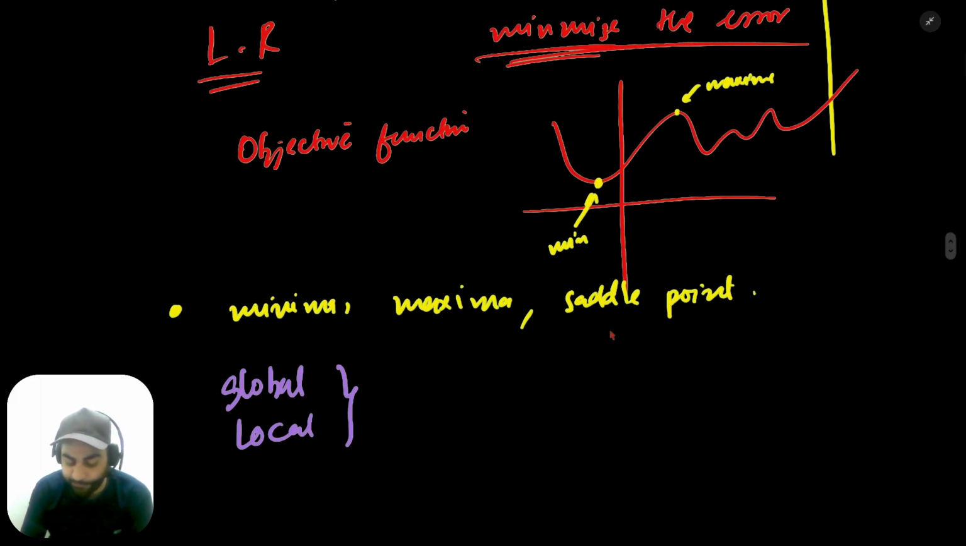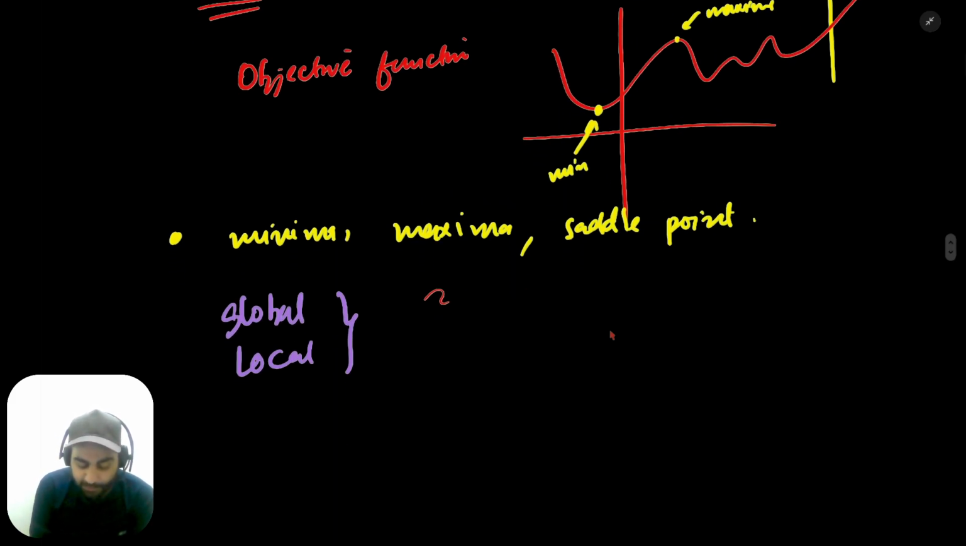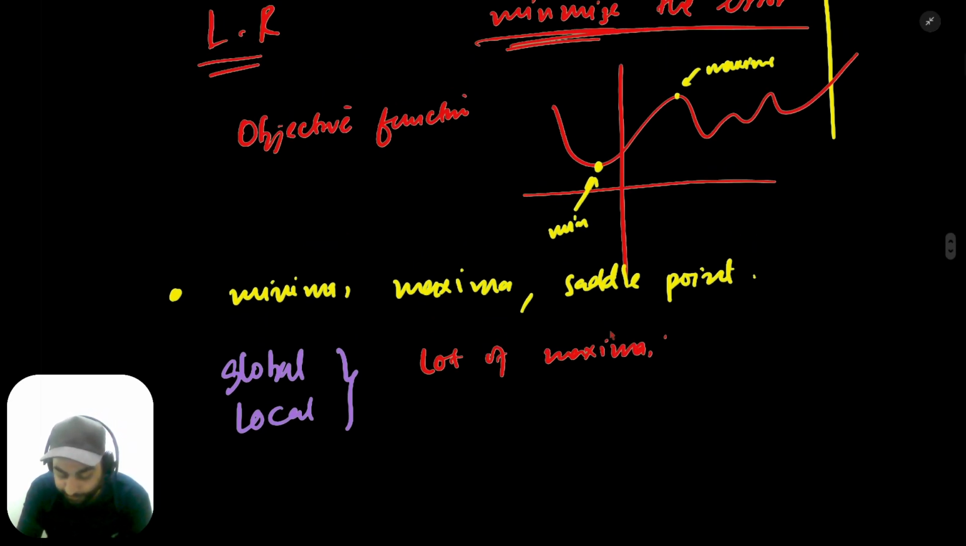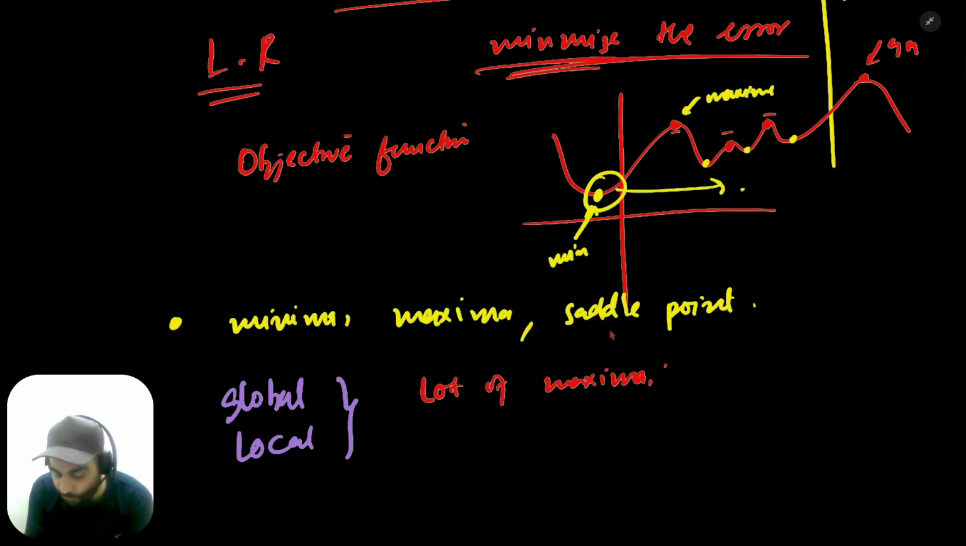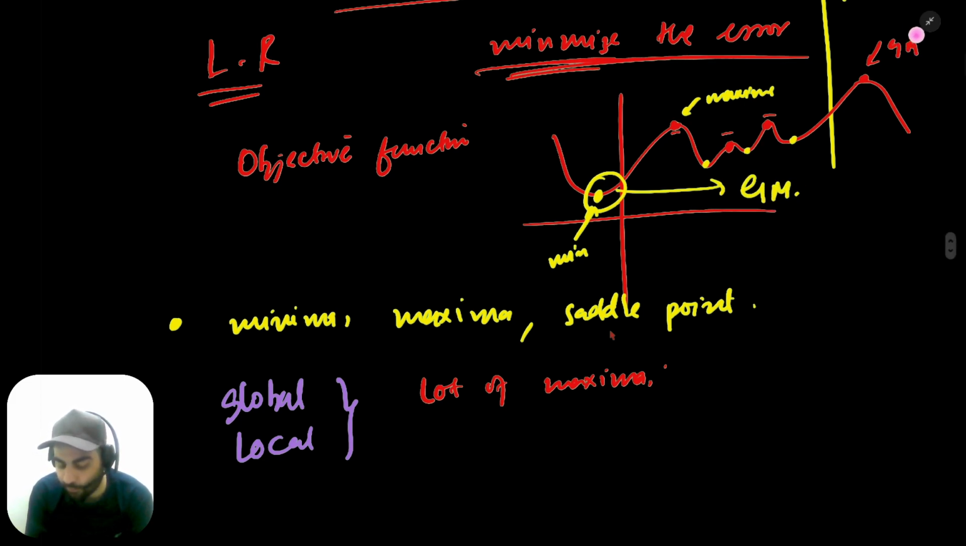What is the global maximum? There will be a lot of maxima in a function. If you see, this is a local maxima, and this is a local maxima over here. Out of all those maxima, let's suppose this is the largest one. We'll call this the global maxima. These others are local maxima. Similarly with the minima: this is one minima, this is a minima over here, and this one. Out of these minima, this one is the global minima, and the others are local minima.